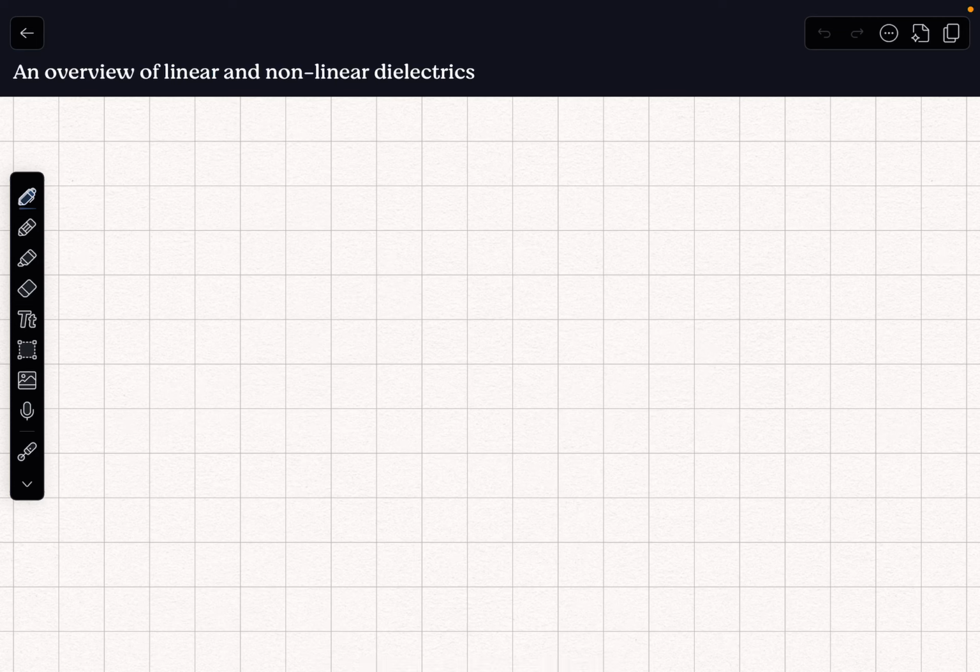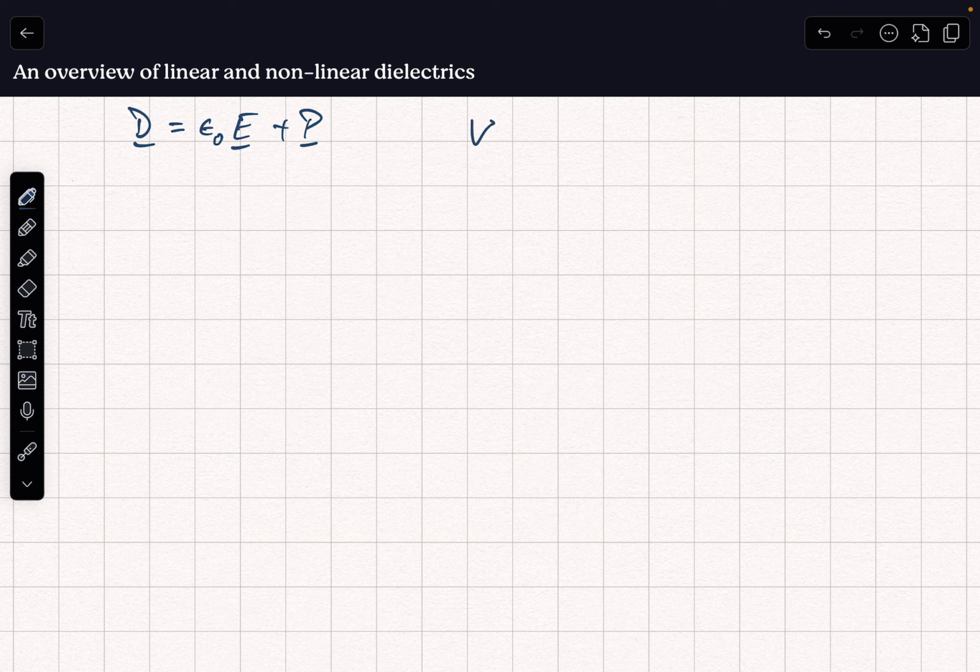We're going to discuss how we use some of the standard relationships to solve for the fields of linear and nonlinear dielectrics. So let's just start by reminding ourselves of the basic equations. We define D, the electric displacement, as epsilon naught E plus P, and this is always true.